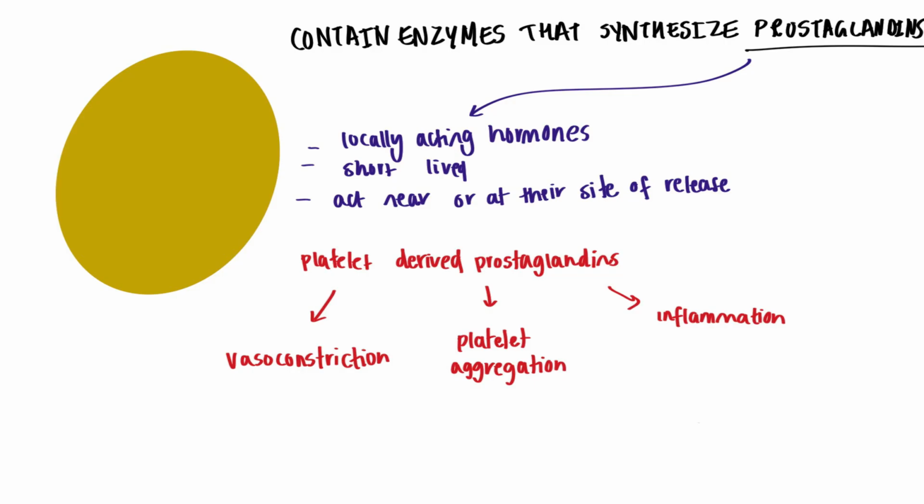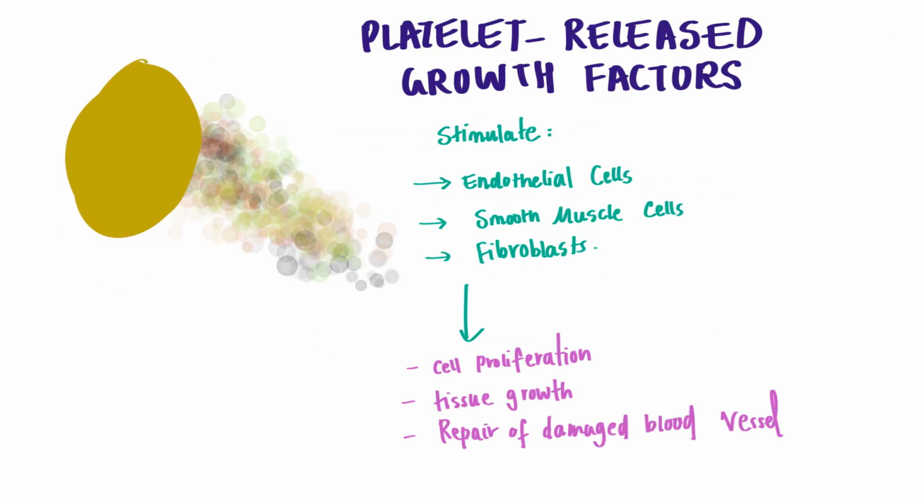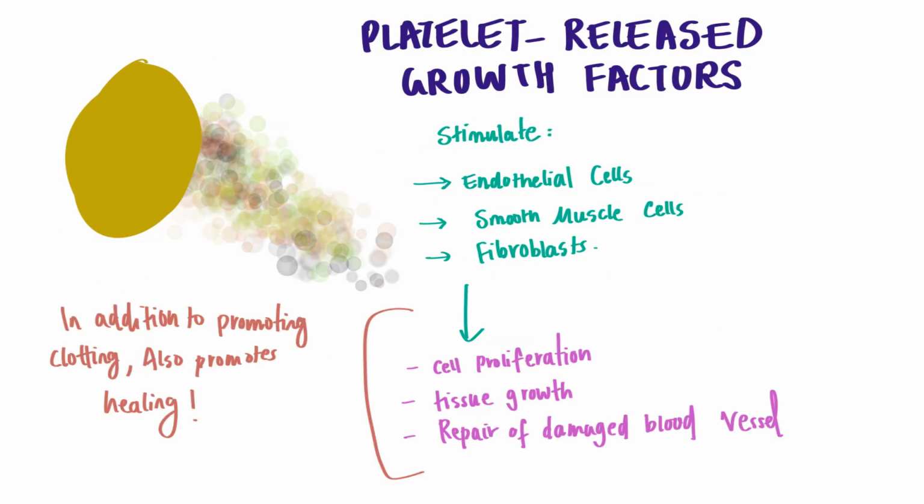Platelets also synthesize prostaglandins, which are short-lived, locally acting signaling molecules. These promote vasoconstriction, platelet aggregation, and inflammation. In addition, platelets release growth factors that stimulate endothelial cells, smooth muscle cells, and fibroblasts. This promotes tissue repair and vessel healing, so platelets don't just stop bleeding, they also promote healing.